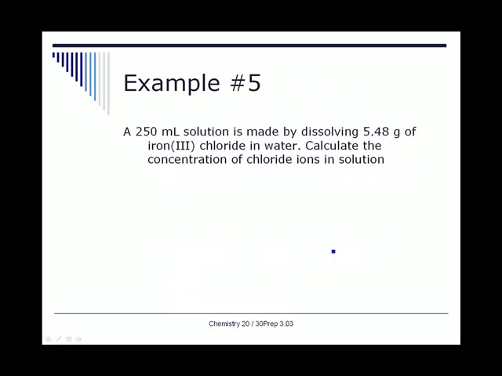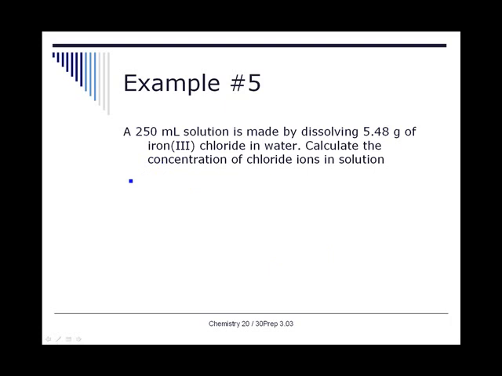Here's an example. Here we have a 250 mL solution of iron 3 chloride. We're going to calculate the concentration of the chloride ions. Because we're talking about two separate things, we're going to start with a dissociation reaction. So iron 3 chloride. The first thing I'm going to do is go to my solubility table in my data booklet and just make sure that it dissolves.